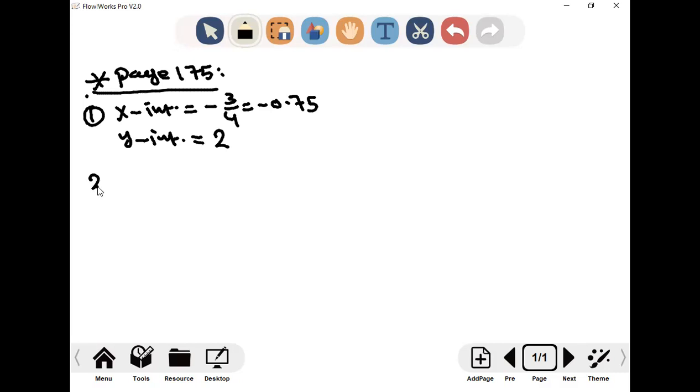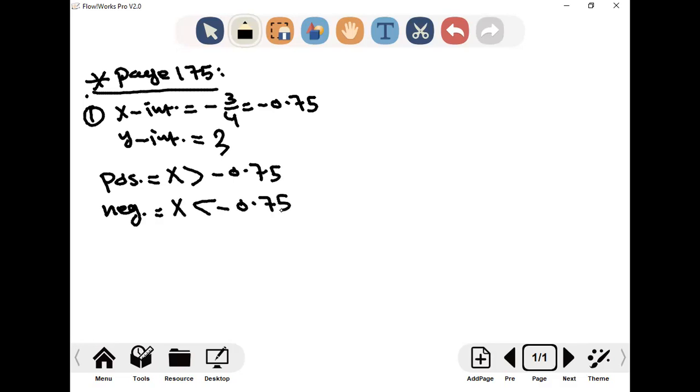Question 2. Okay, positive and negative, right? Come on, positive when x is more than negative 0.75 and negative... Y is negative when x is less than negative 0.75. There is no 1, my son, there is no 1, it is negative.